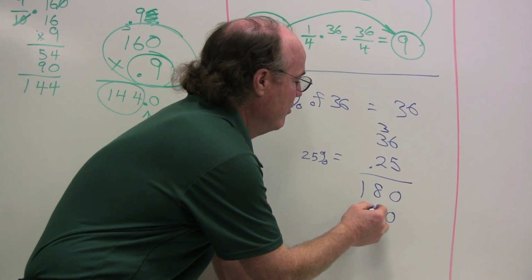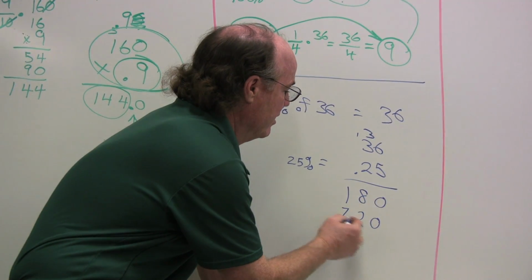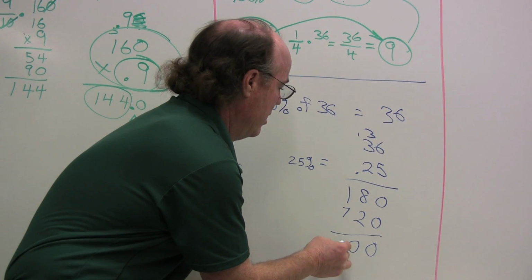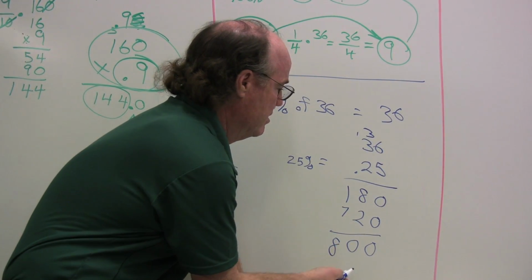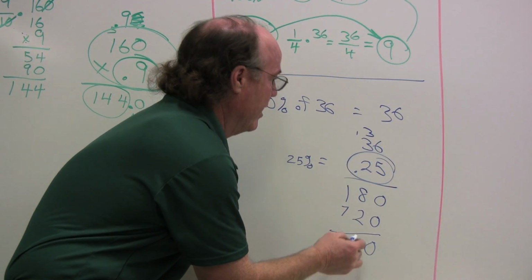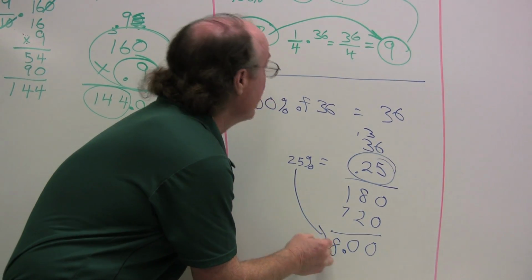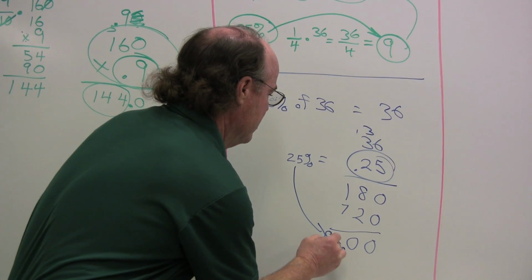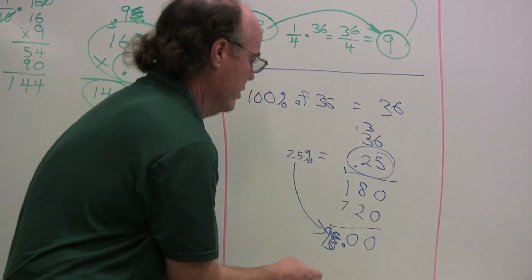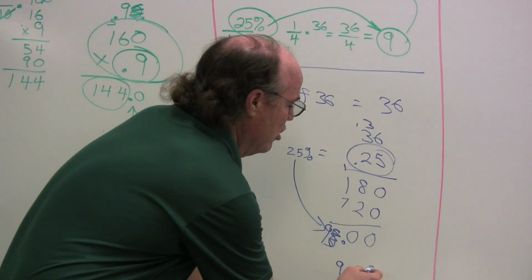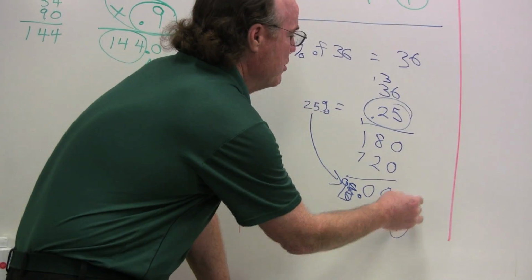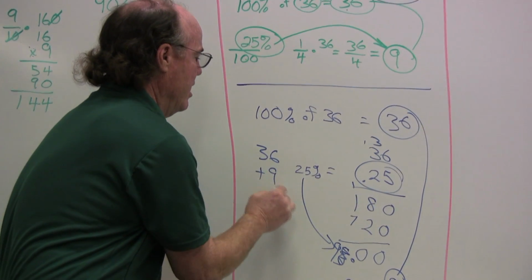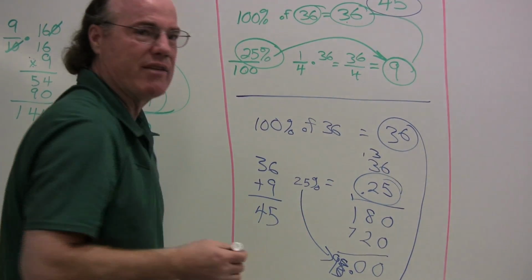Then that's 12, 7, 0, 0, 8. Now 1, 2, there. Now 25% is, did I put 8 or this is 9? Sorry, this is 9. 8 and 2 and carry the 1. So this is 9.00, which is 9. Now 25% is 9, 100% is 36. 36 plus 9 is 45.